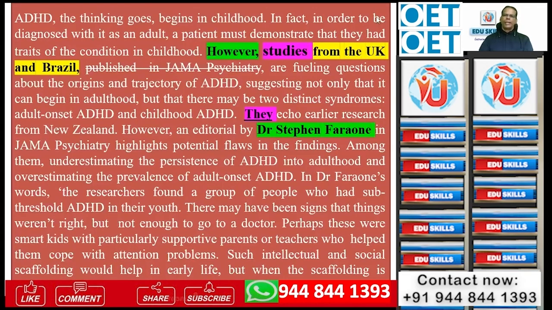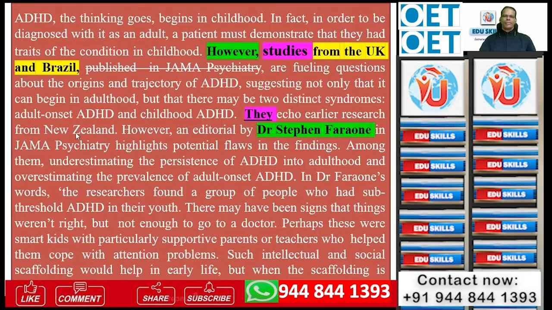Here you see, "however, studies from the UK and Brazil published in German Psychiatry", this is between commas, not relevant, so I have struck it out, "are fueling questions about the origins and trajectory of ADHD, suggesting not only that it can begin in adulthood, but there may be two distinct syndromes, adult onset ADHD and childhood ADHD." So "however" is a contrast, a clue for you. The answer is here, studies, from the UK and Brazil. "They" means it refers to studies.